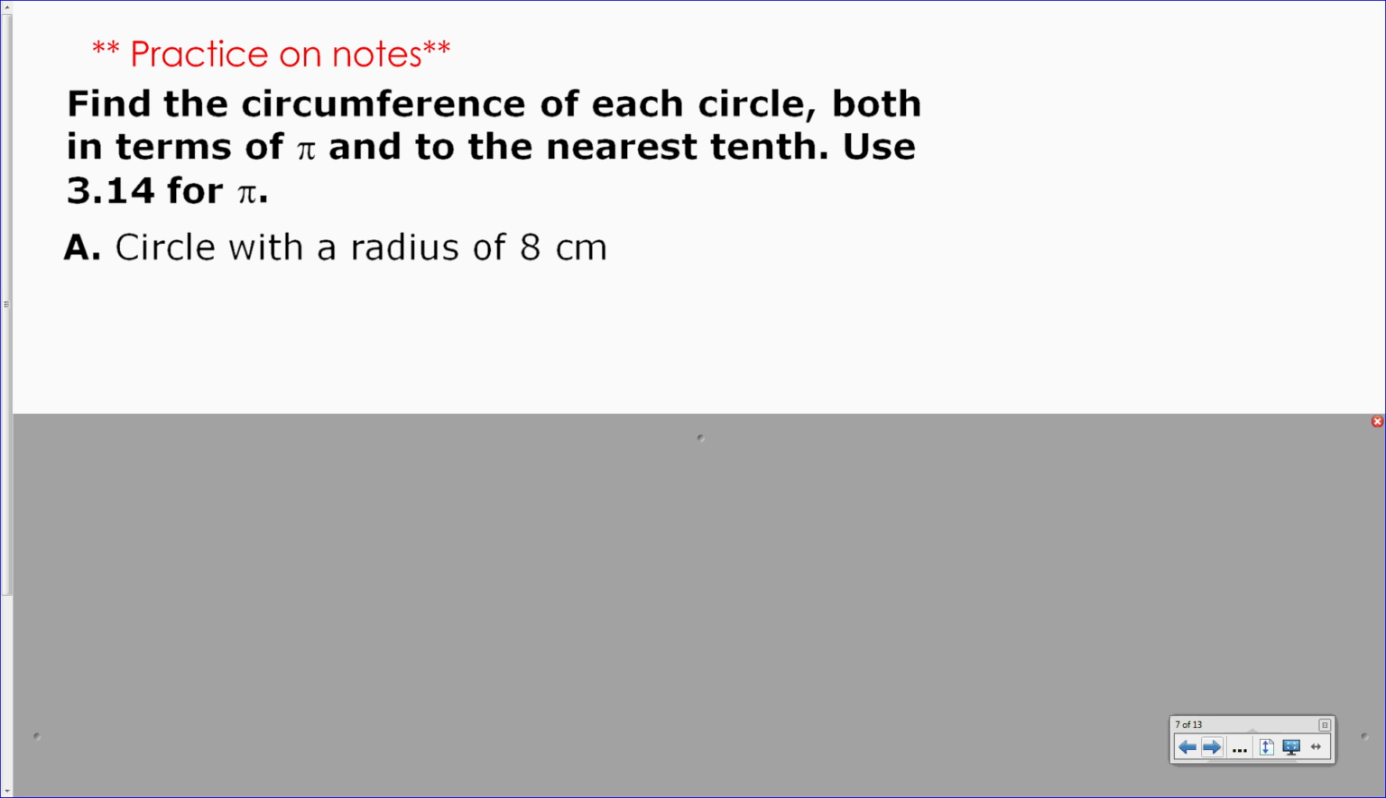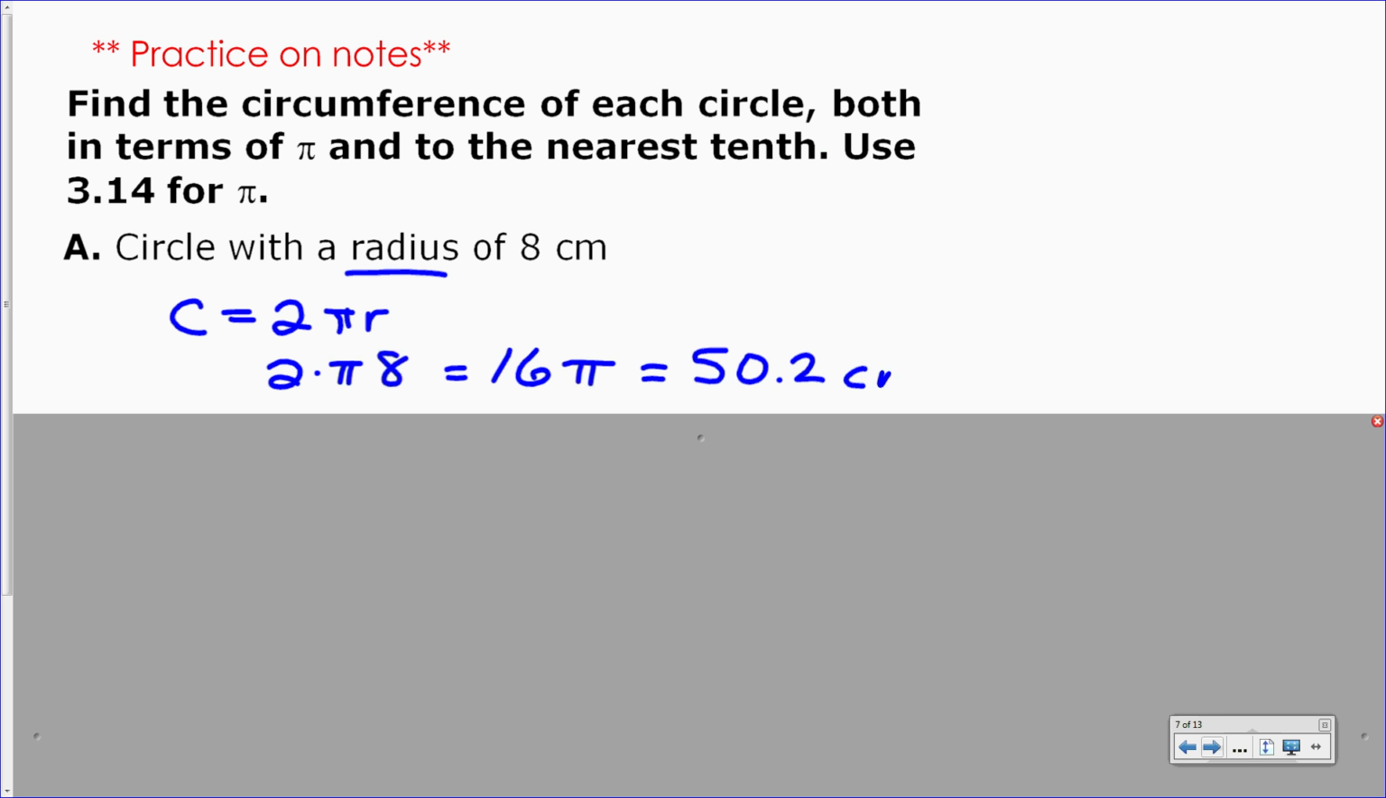Okay, on A you should have seen that it was talking about radius, so circumference equals 2 times pi times radius. So 2 times pi times my radius of 8. Well, 2 times 8 is 16, so you should have discovered it was 16 pi. And then when you get that to the nearest tenth, it would be 50.2 centimeters. It says 50.24 in your calculator, but round to the nearest tenth.